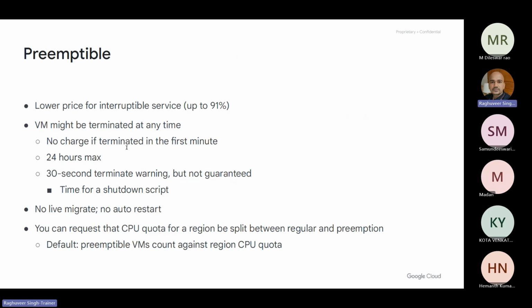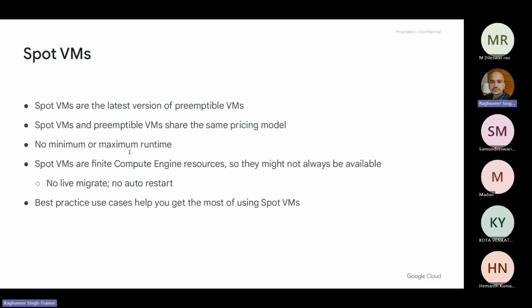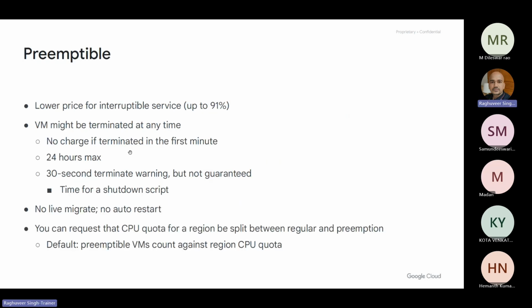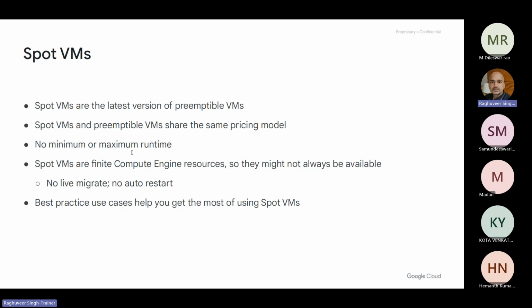So preemptible VMs count against CPU quota. Then comes spot VMs. Spot VMs are the latest version of preemptible. The benefit of spot VMs is that they share the same pricing model. However, there is no minimum or maximum runtime. Here you have a 24 hours of runtime maximum. If you notice, 24 hours max. Here there is no minimum or maximum.